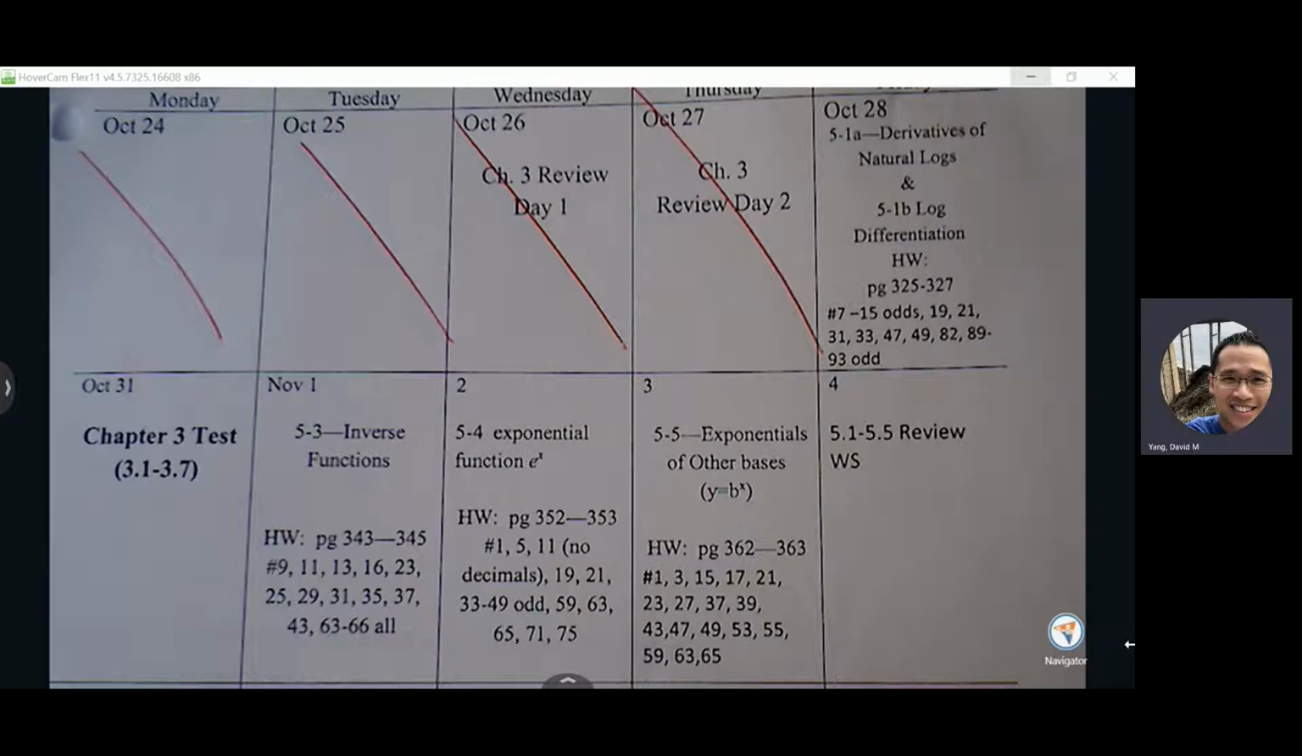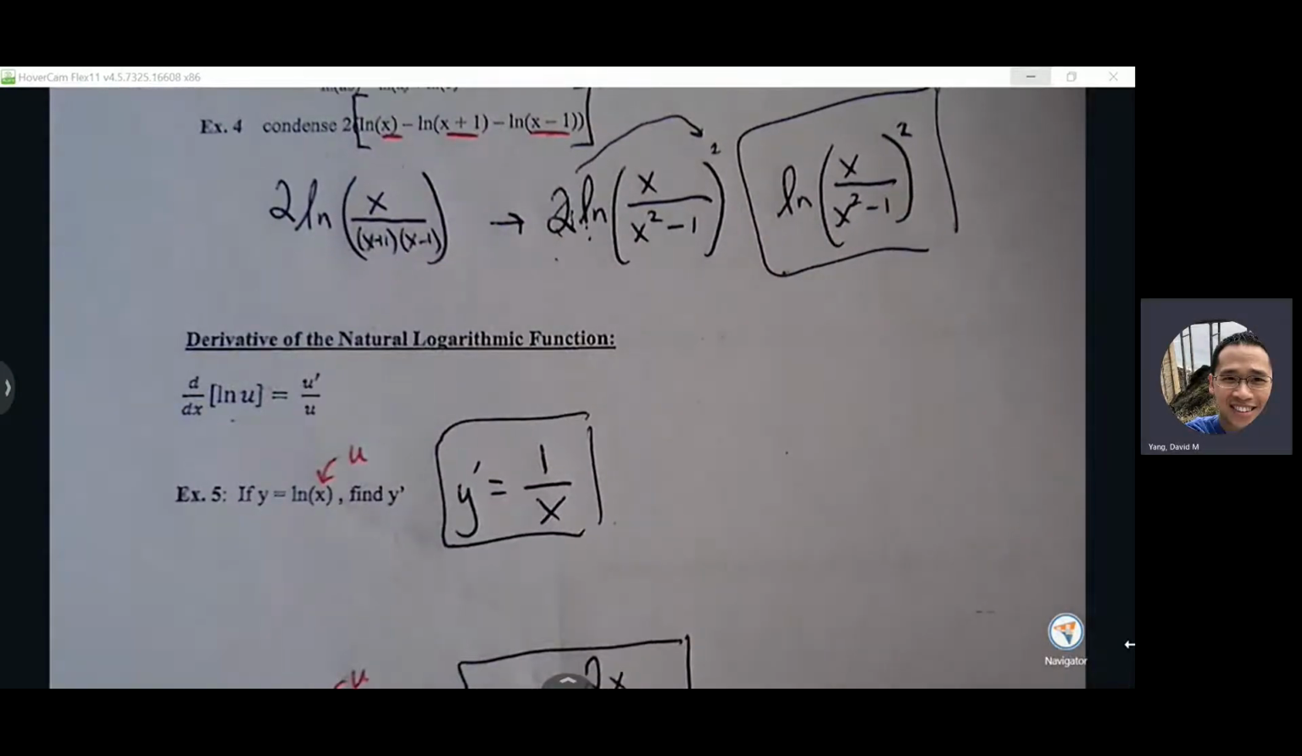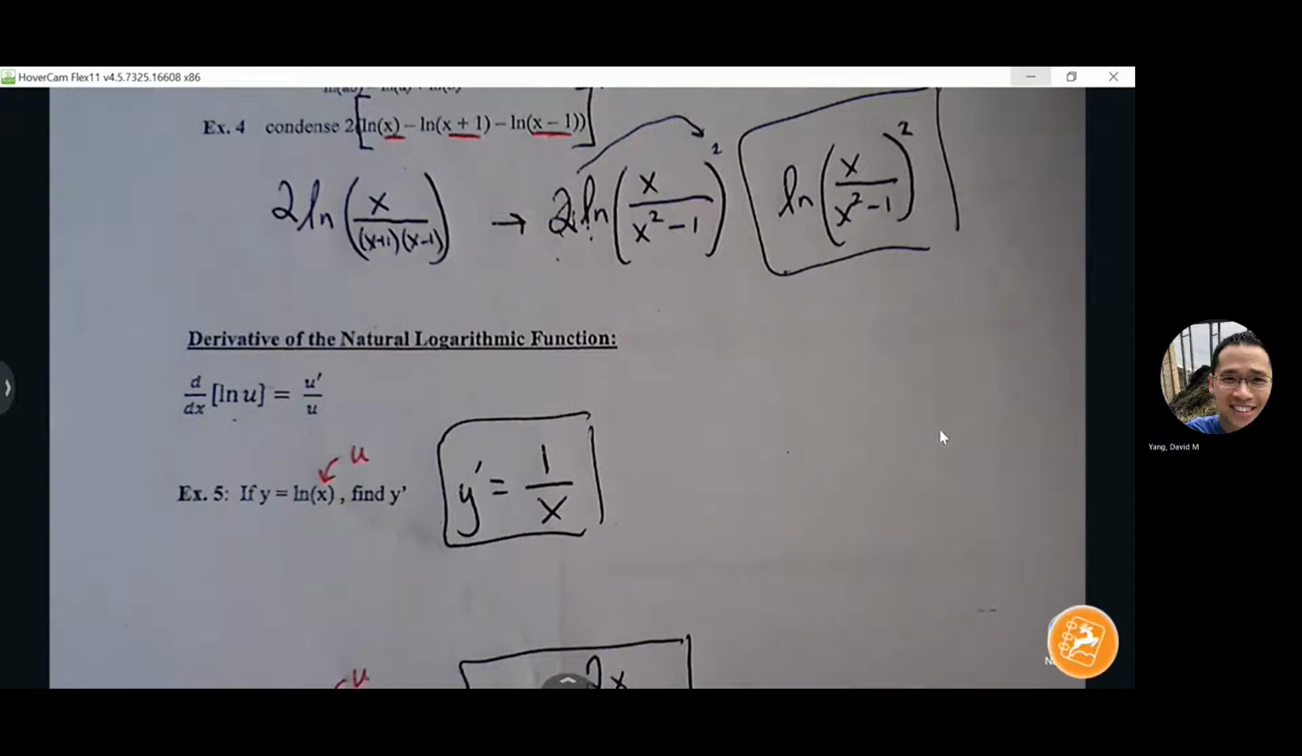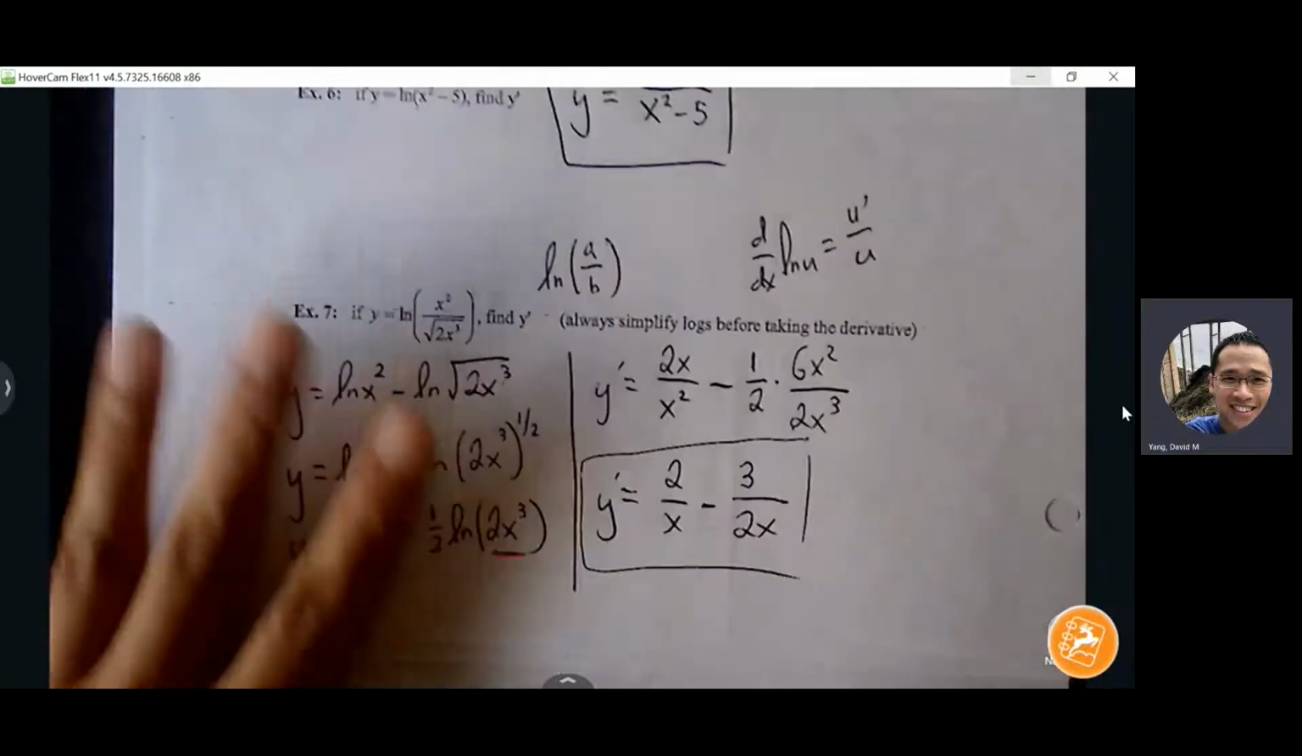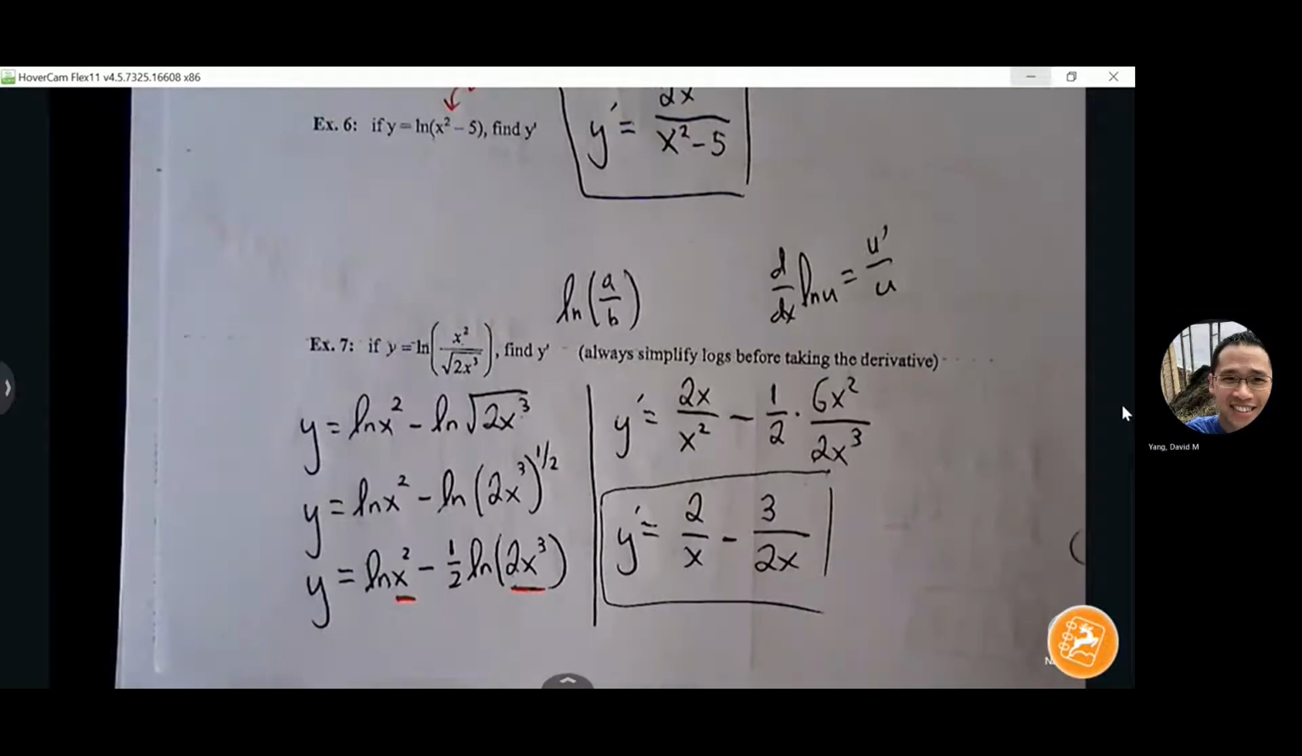All right, so in your packet, page 2. At the very bottom, we finished that problem, but I want to talk about the advantages of using log properties before our derivative process.